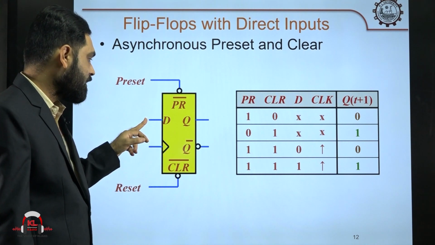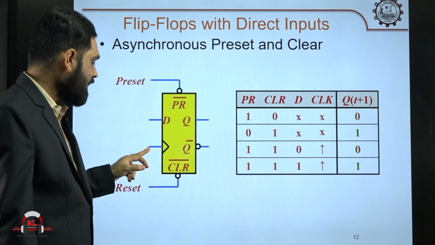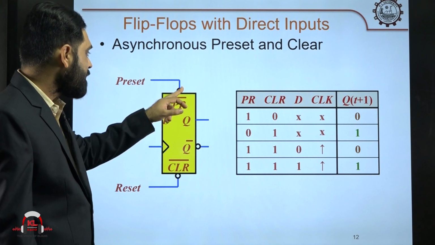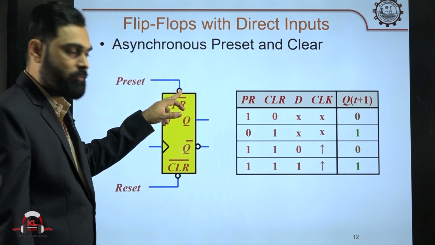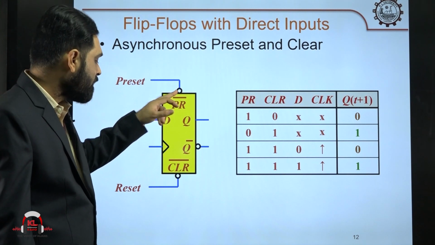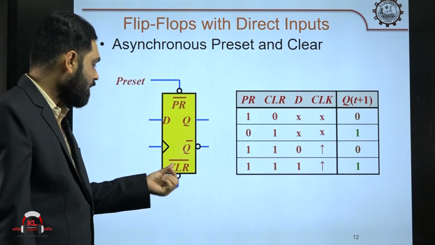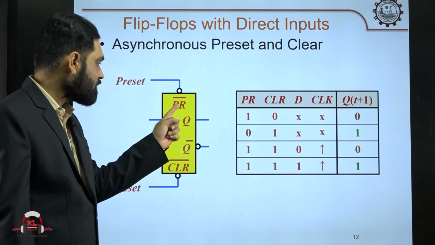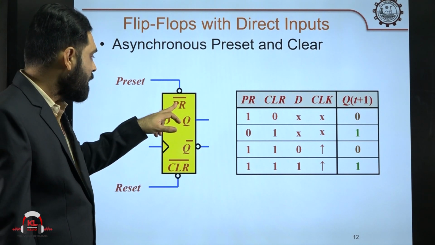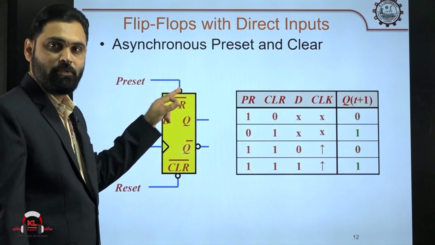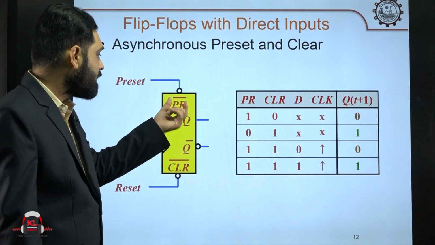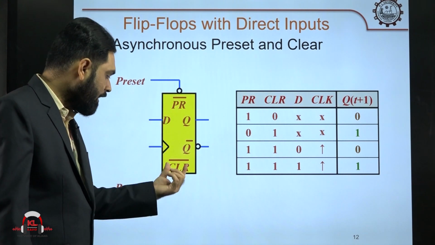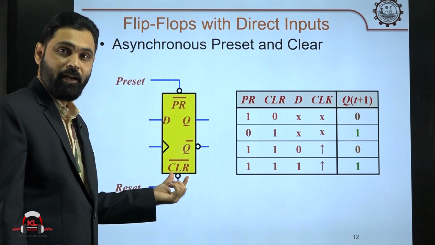D flip flop has an input D line, a clock input line, and a preset line with a bubble. I will explain the meaning of this bubble. Clear is there, with a bar here, and on PR also a bar is there. That means preset and clear work with negative logic. Whenever you apply 0, preset will be active. Whenever you apply 0, clear will be active.